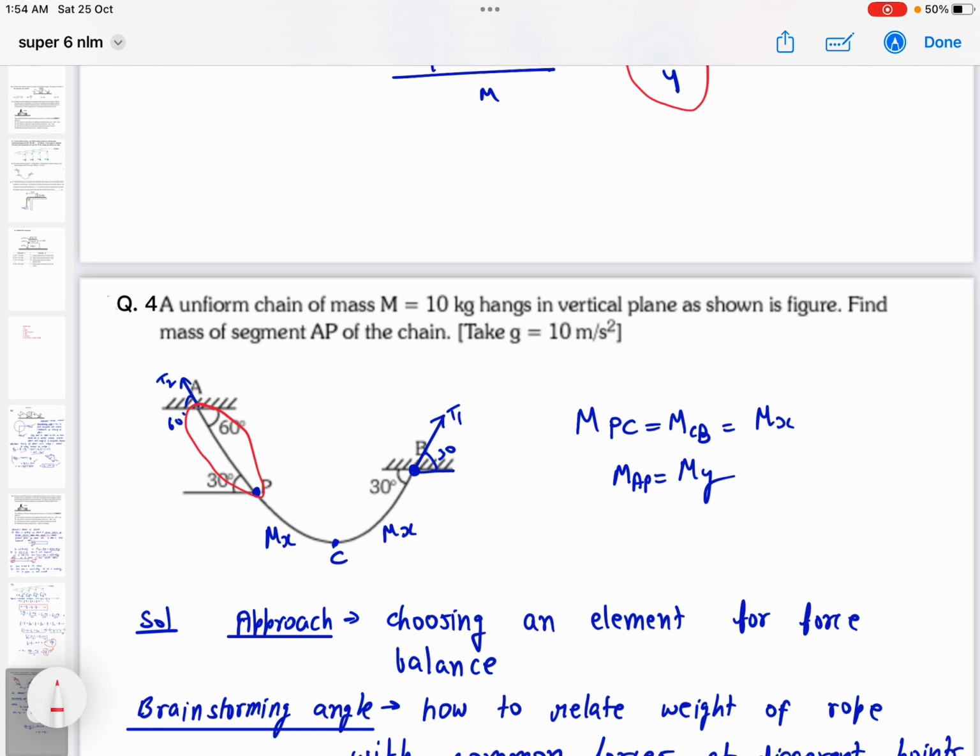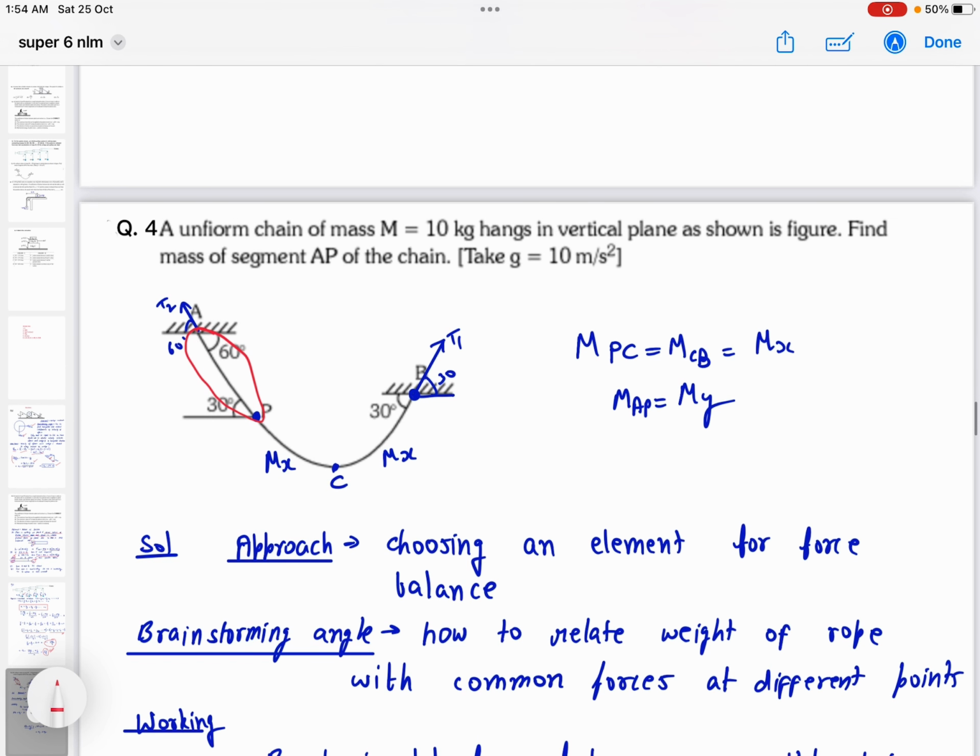Now the brainstorming angle for this question should be how we can relate the weight of the rope with the common forces at different points. What I'm trying to say is, at different points, like here we have tension T1, so here also the tension should be T1. Now, if the tension here is not T1, then what will happen? The horizontal component of forces on this system will not balance, because the angles are 30 degrees.